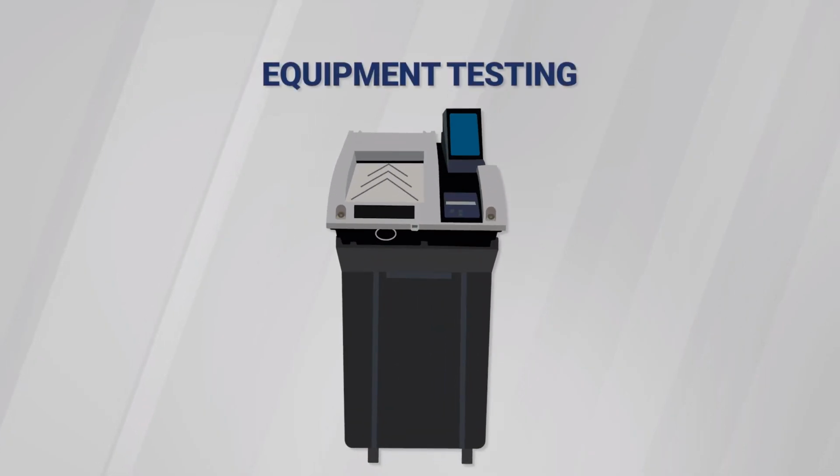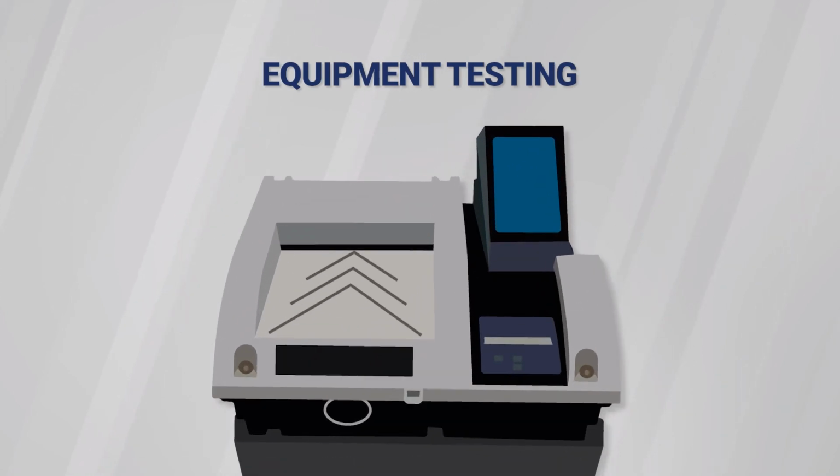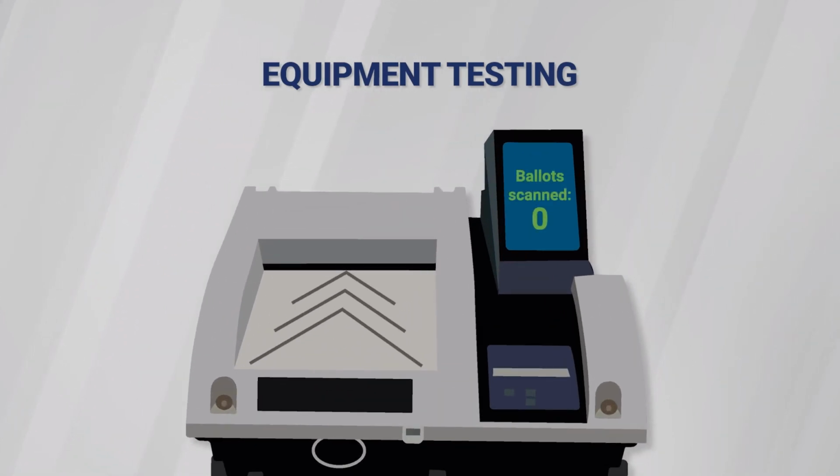After completing testing on each piece of equipment, it's critical to clear the test results so that the device shows no votes have been cast when it is used during the election. Your checklist should include a step to reset vote counters and confirm that they are back to zero.